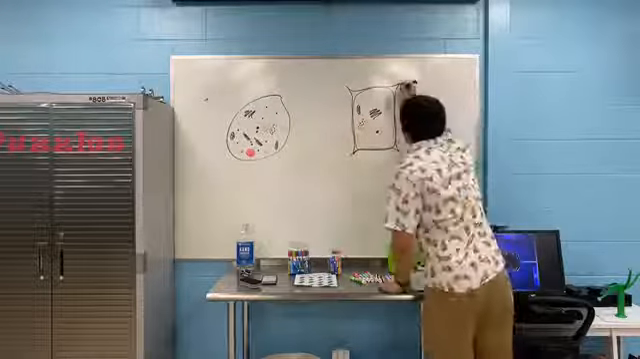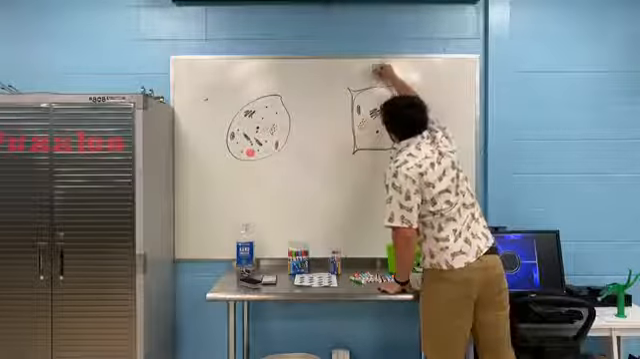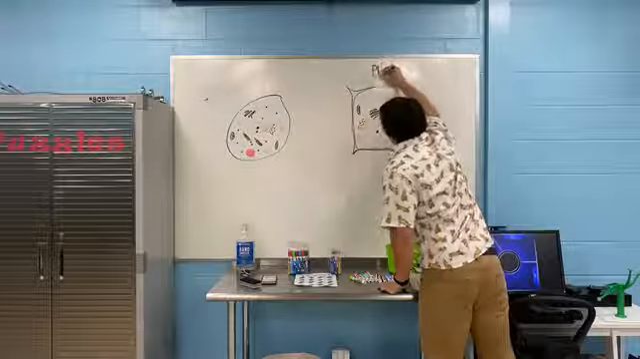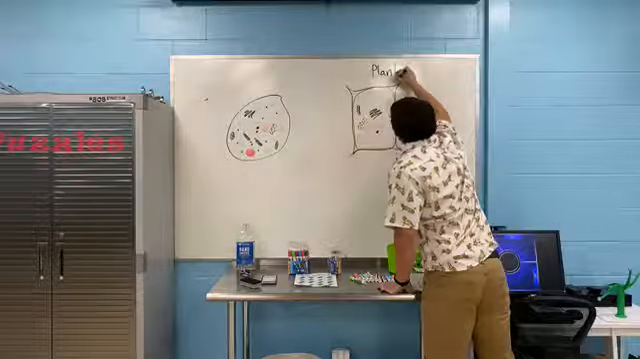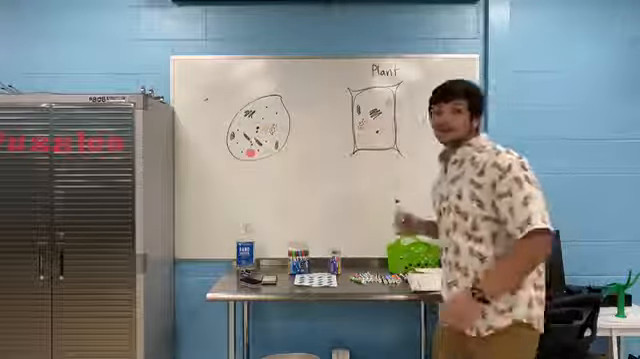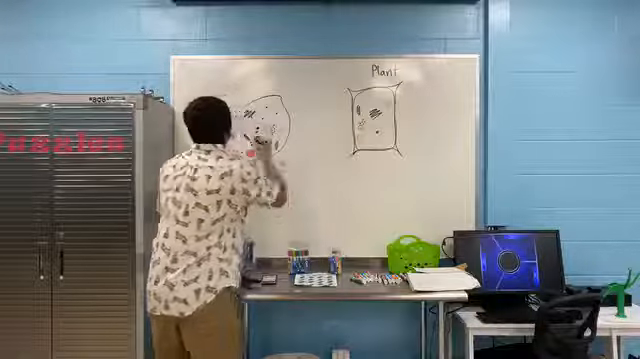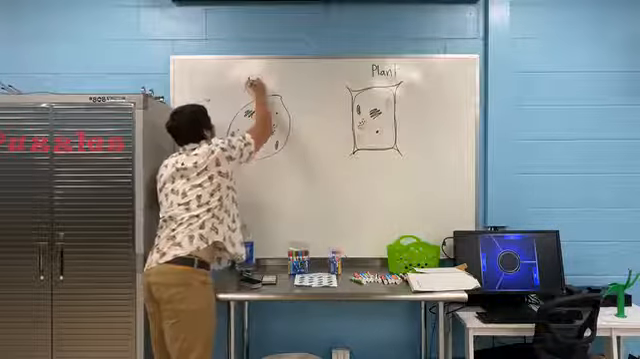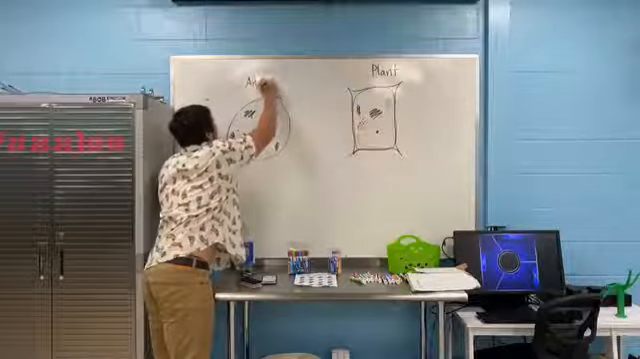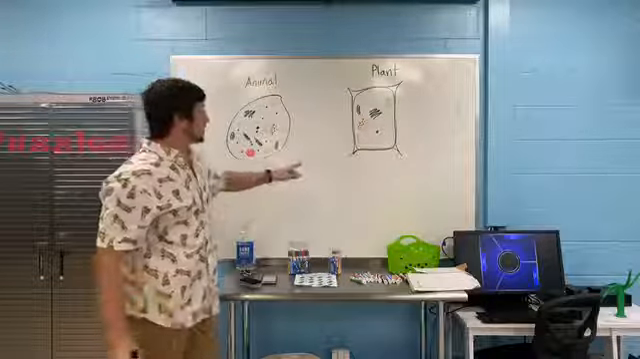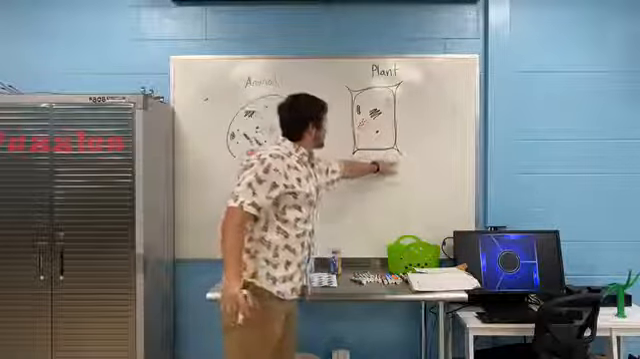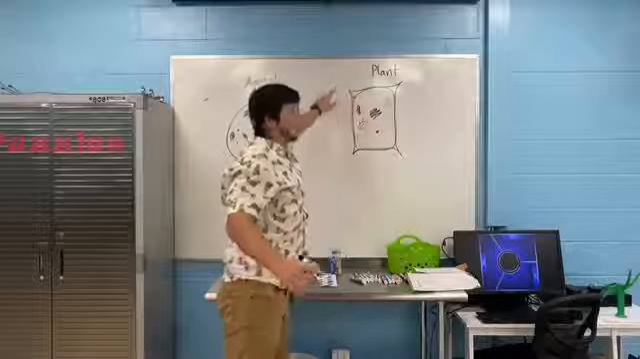If you thought this was the plant cell, oh, I'm not good at writing, sorry. Plant cell, you would be right. That's the plant cell. And then this one would be the animal cell, right? So you can see the cell wall right here, how it's real rigid, and it kind of helps give it that shape.